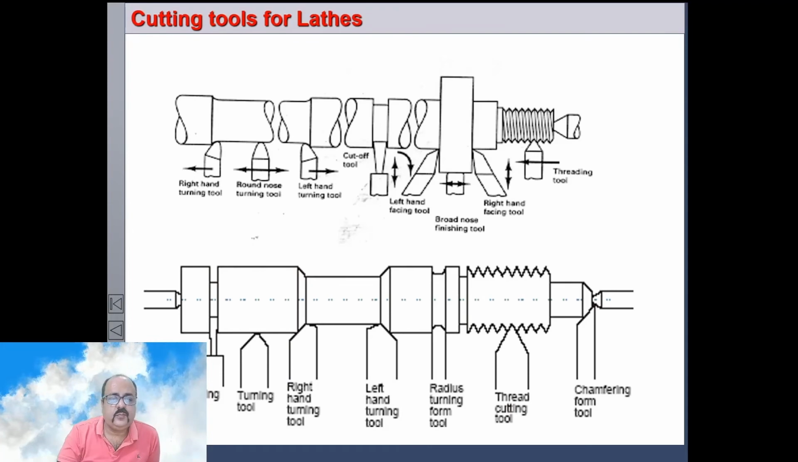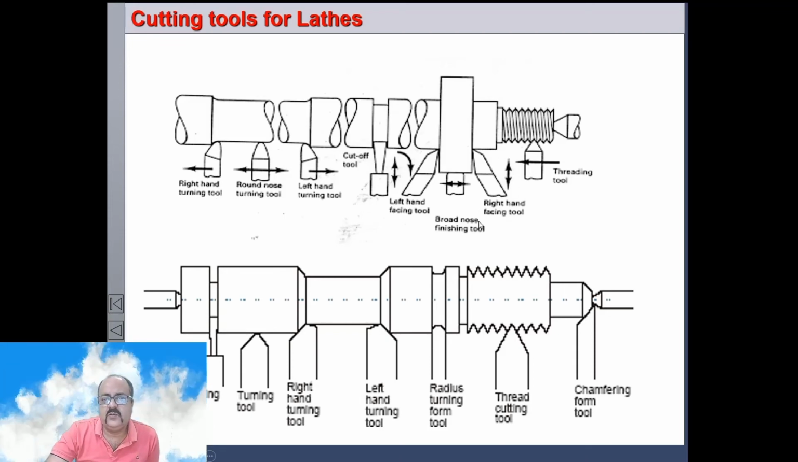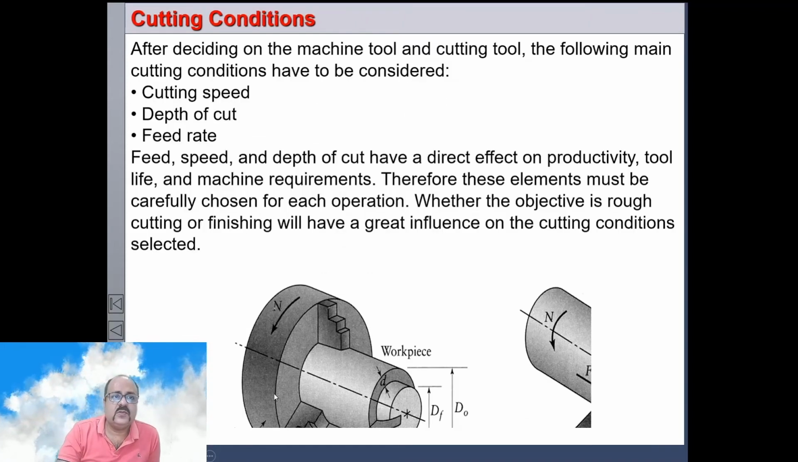Different types of tools are used in lathe machines, for example for thread cutting. It can be a left-handed tool or a right-handed tool. A left-handed tool moves from left to right, and a right-handed tool from right to left. Mostly we use the right-handed tool. So we have the cutting-off tool, radius turning tool, thread cutting tool, chamfering tool, parting tool, and turning tool. So different types of tools are used in lathe machines.